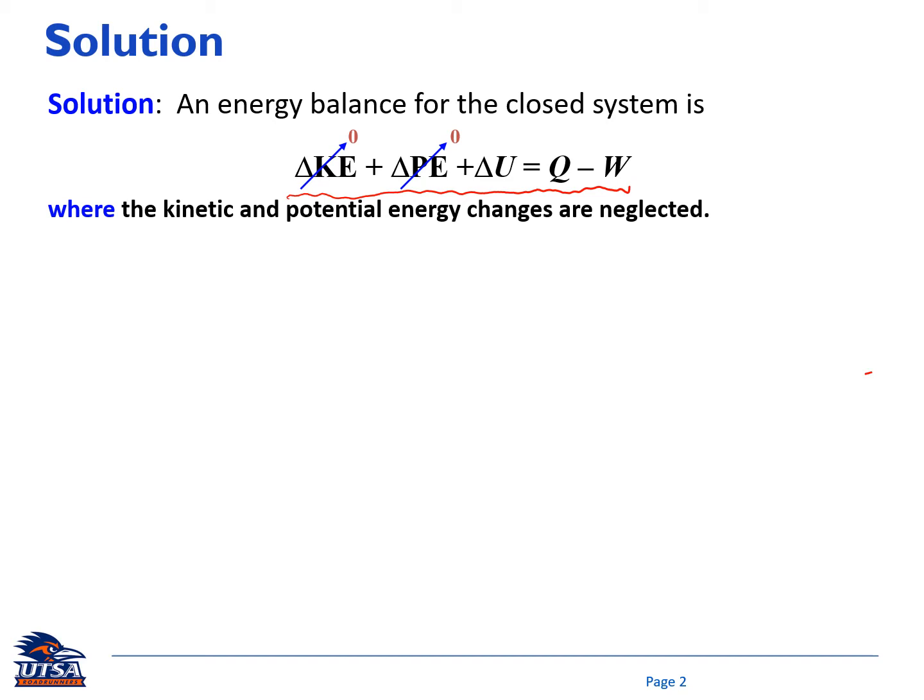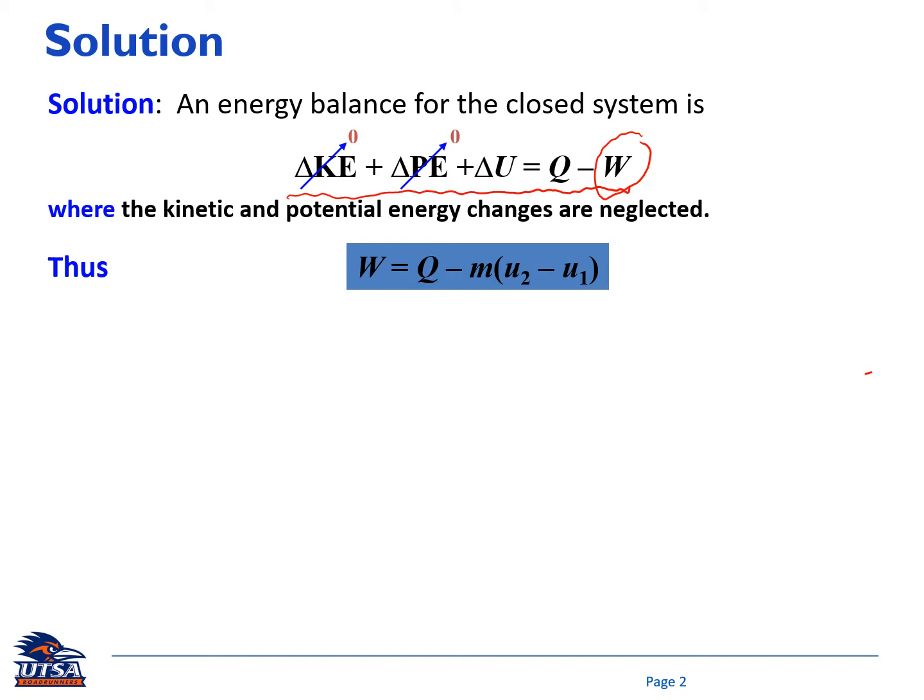Work here is what is asked by this problem, and delta U can be obtained from the table. So in here you have a simplified formula: W equals Q minus m times (u2 minus u1), where u small is the specific internal energy, so this is the internal energy per 1 kilogram. And capital U here is the internal energy, so the unit is kilojoule.